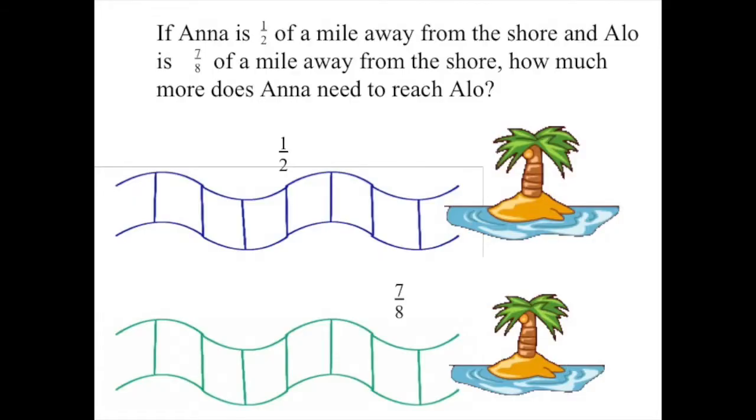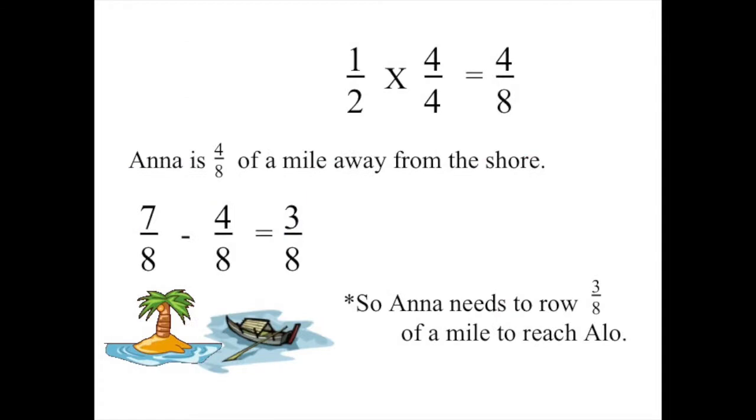Unlike fractions. An example. If Anna is 1/2 away from the shore and Alo is 7/8 away from the shore, how much more does Anna need to reach Alo? So you notice that 1/2 and 7/8 both have different denominators, making them unlike fractions.